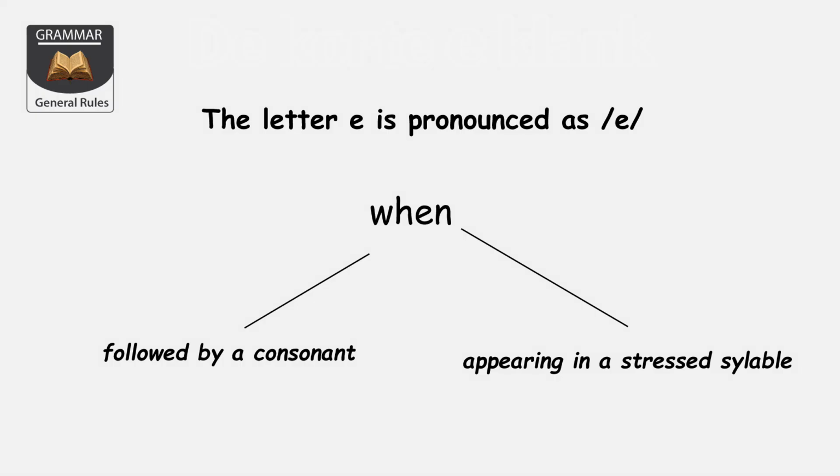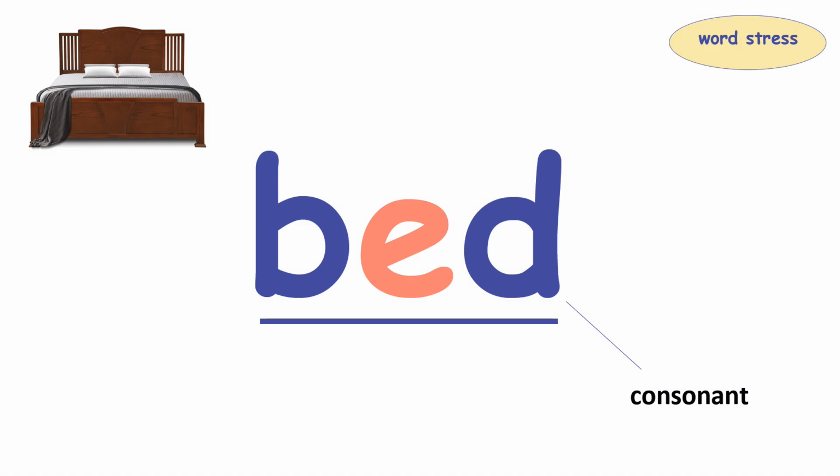The letter E is pronounced as e when followed by a consonant and when appearing in a stressed syllable. Let's have a look at the word bed. It has only one syllable, making it easy for the word stress. We can see the word ends on the consonant D, which is pronounced as T in Dutch. So the word reads bed.